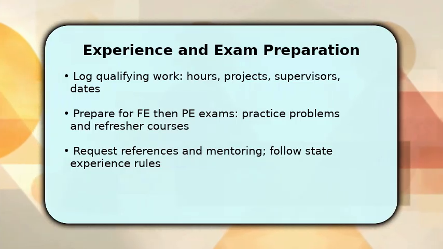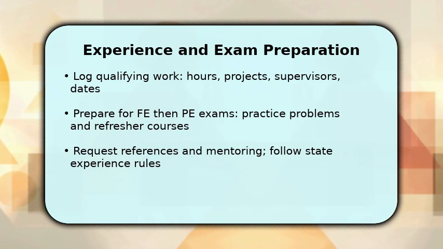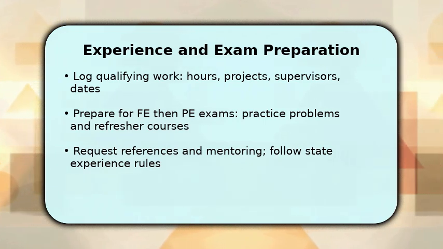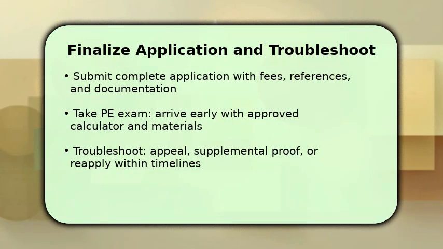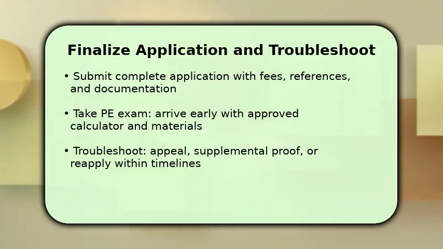Once you pass the FE and have required experience years, schedule the PE exam and finish by submitting your complete application, fees, reference letters, verified experience log, and official transcripts. Then wait for board approval to sit for the PE exam. On exam day, arrive early with approved calculator model and necessary ID, manage time per problem and flag questions to revisit. If the board requests more evidence, respond quickly with supplemental documents and supervisor confirmations.